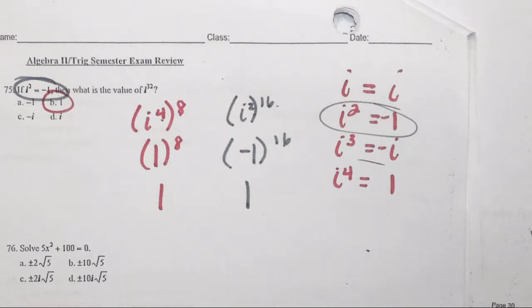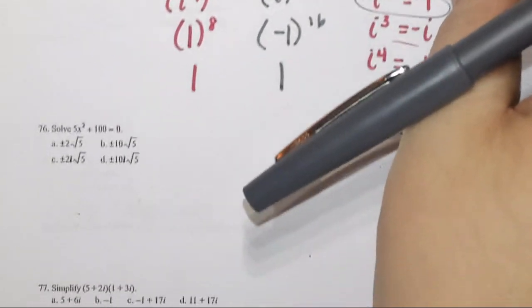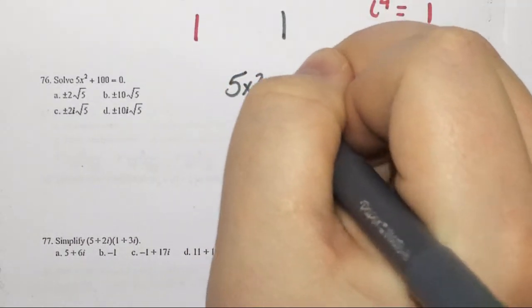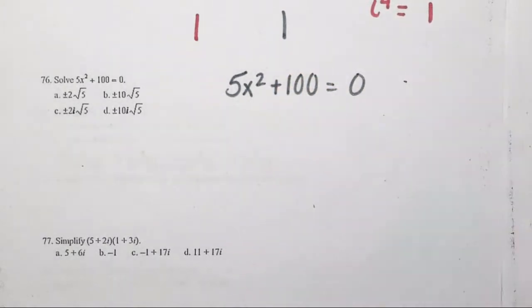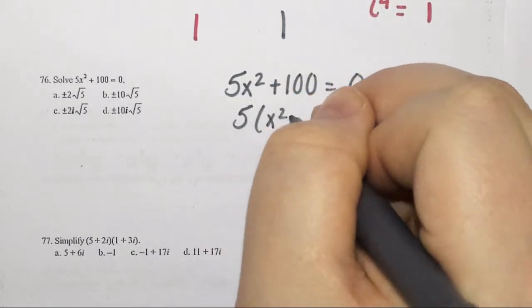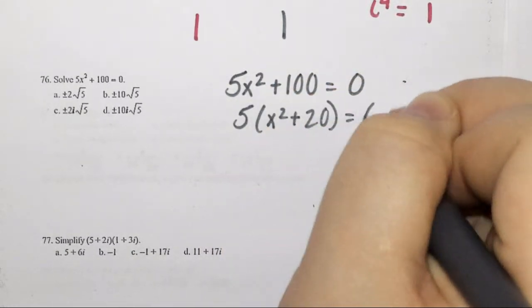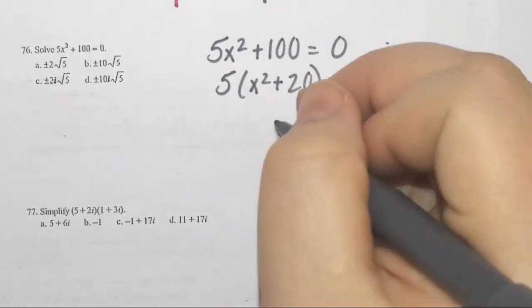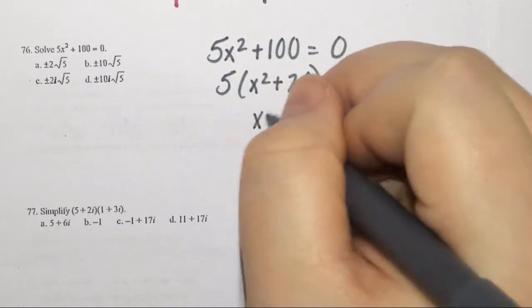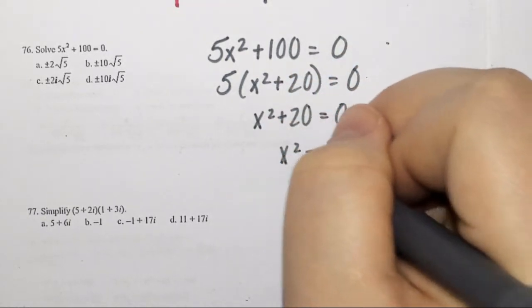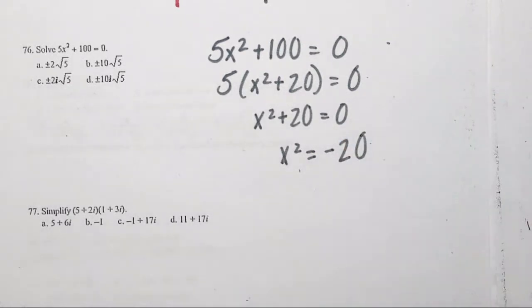Okay, 76. I had 5x squared plus 100 equals 0. What's my first step? You could take out a 5. Now what? Okay, so I divide by 5. I get x squared plus 20 equals 0. I get x squared equals -20. Oh no, that's not any of my answer choices.